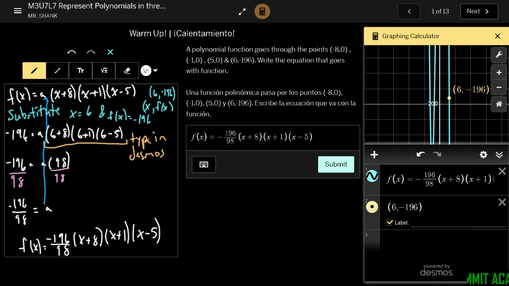All right, so that's going to be our solution for that. So you always want to check to make sure, hey, does that curve go through that extra point?